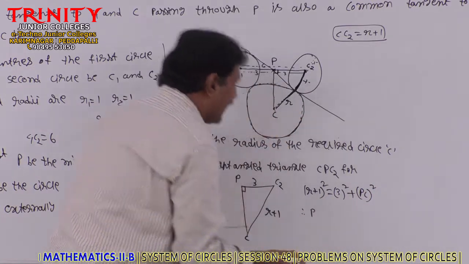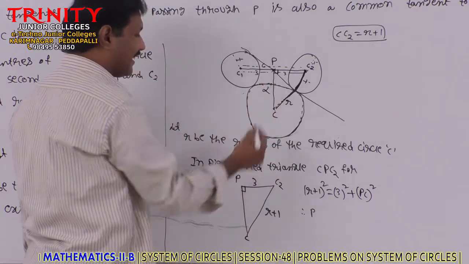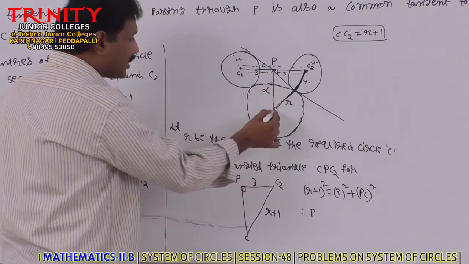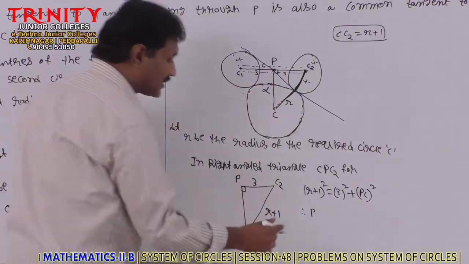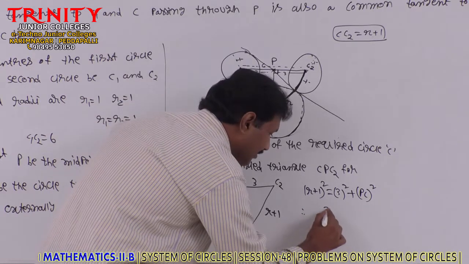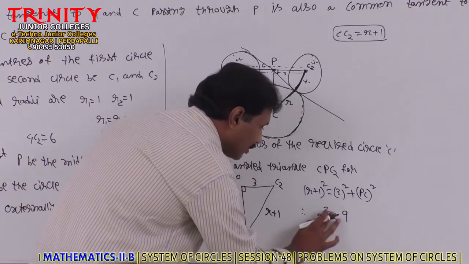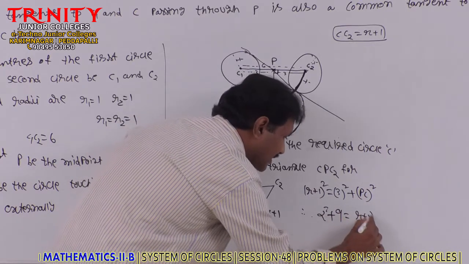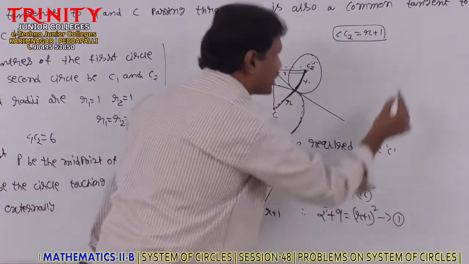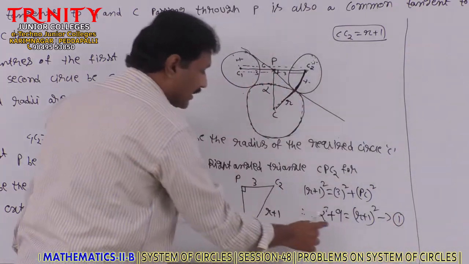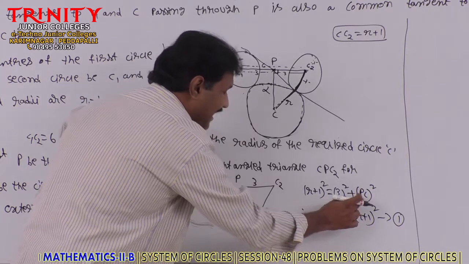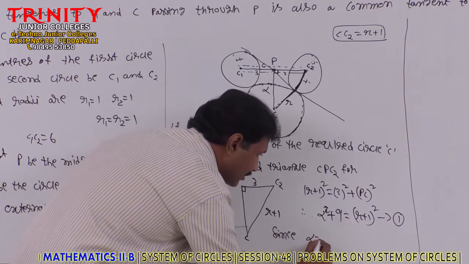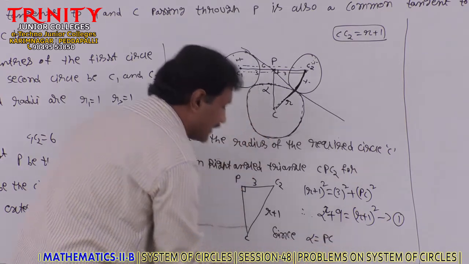Let alpha be the distance from P to C, that is, PC. Therefore, alpha square plus 9 equals R plus 1 whole square. This will be named equation 1. Alpha equal to PC, the length of PC, is our assumption.